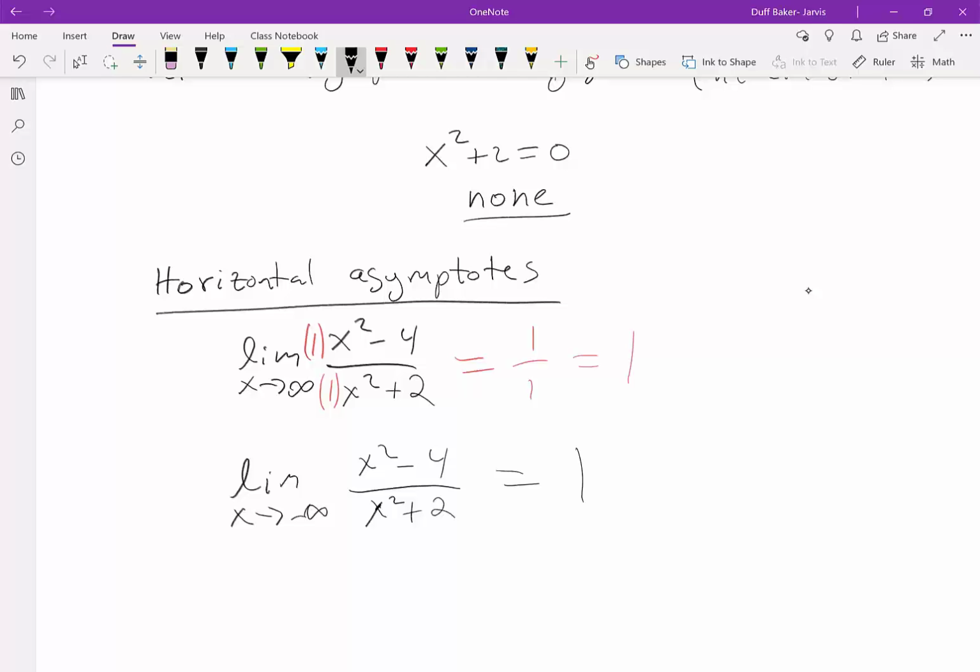Okay, so what that tells us is that y equals 1 is a horizontal asymptote. Okay, so this function does have a horizontal asymptote, and it is y equals 1. Everybody follow that?